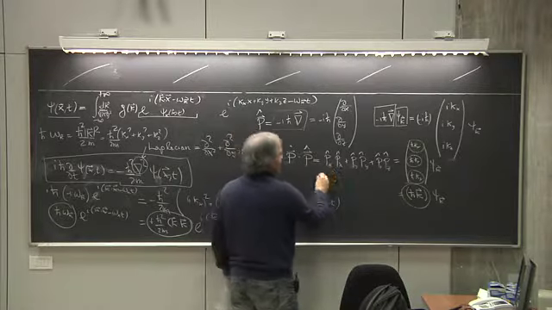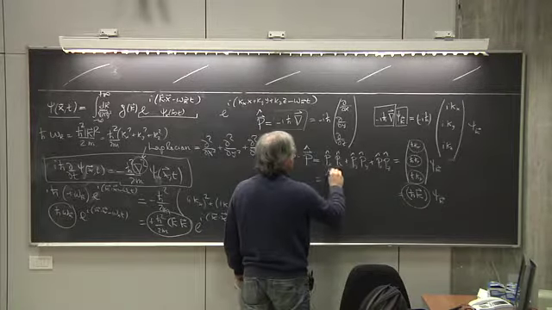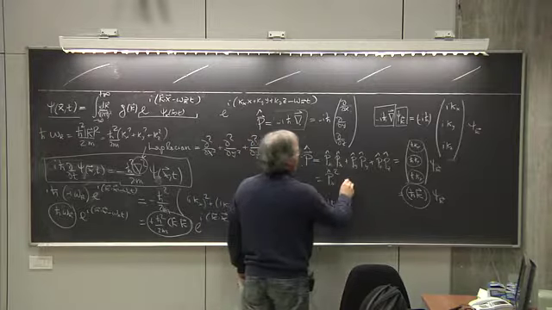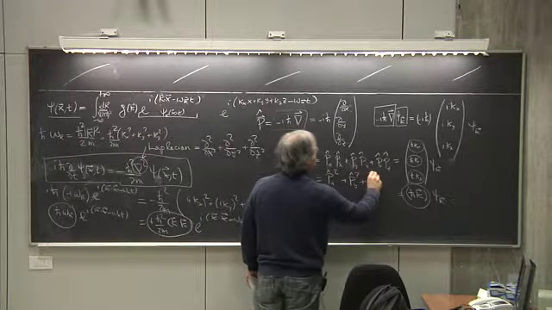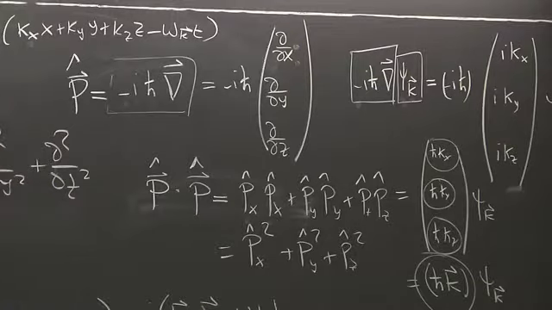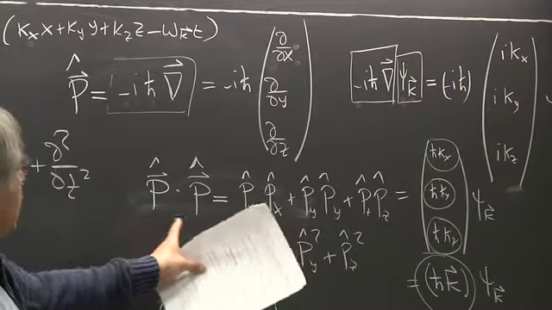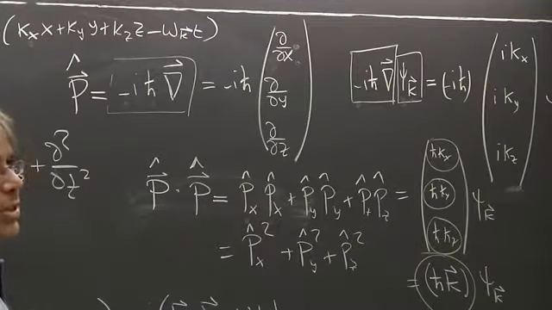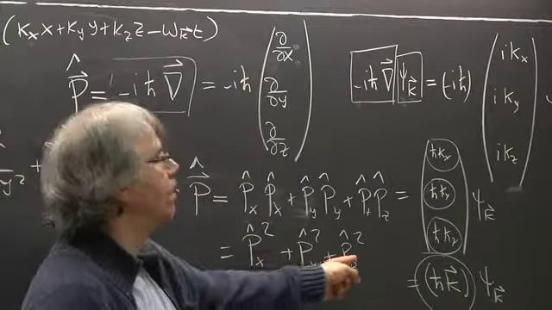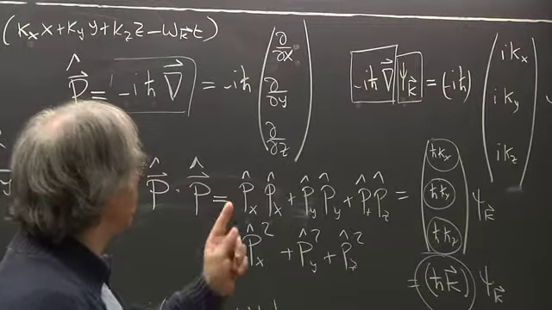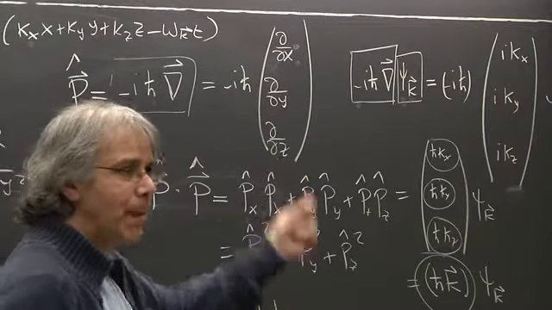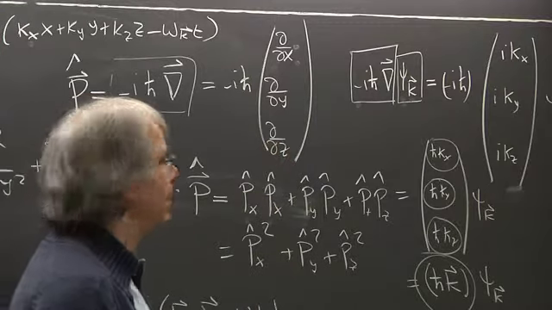Another way of writing it is obviously px square plus py square plus pz square, okay? So this is the dotted product of the operator p with itself. It's just the square of the three components. Hopefully, it is clear what is the square of an operator. It means acting twice. You apply it, and you apply it again.